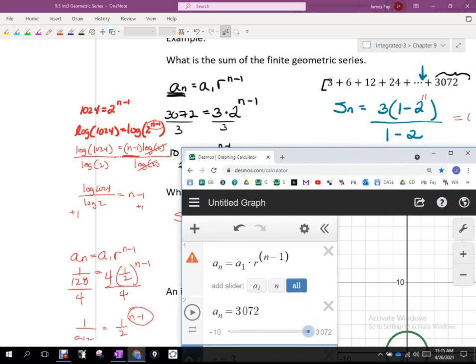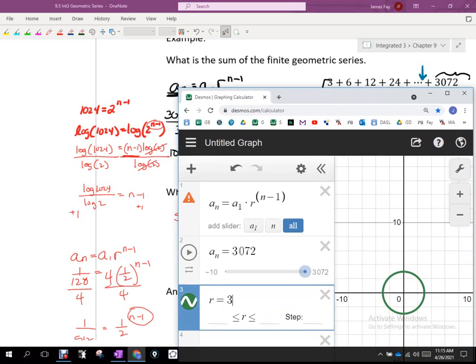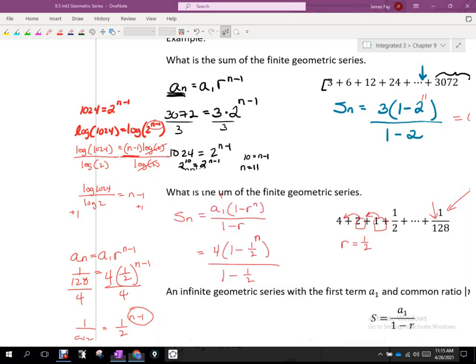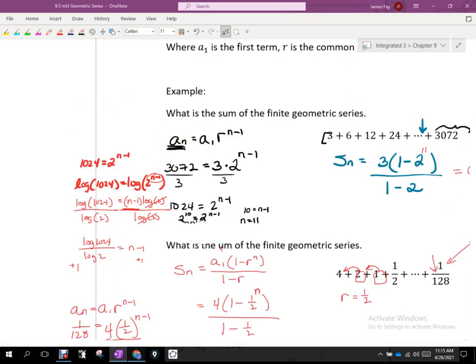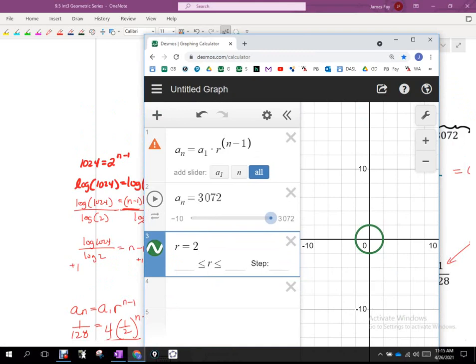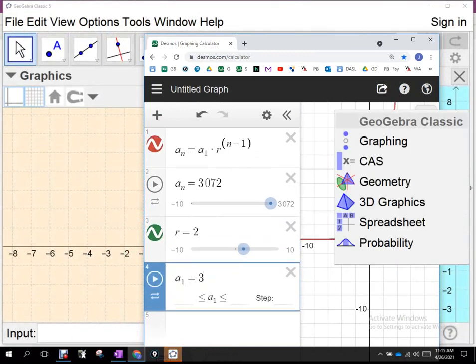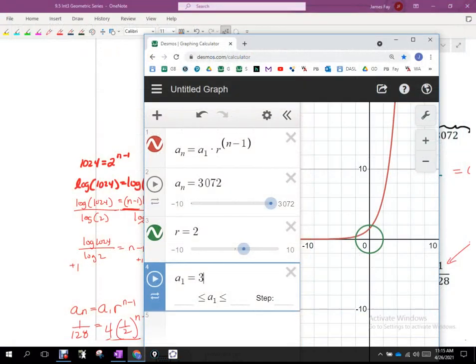this, so we needed what right here, so this was 3 times 2 to the n minus 1. This 2, I'm sorry, this 2 is our R. I got it backwards. 2 is the R. And A sub 1 was the 3. So I'll rewrite that A sub 1 right here equals 3.